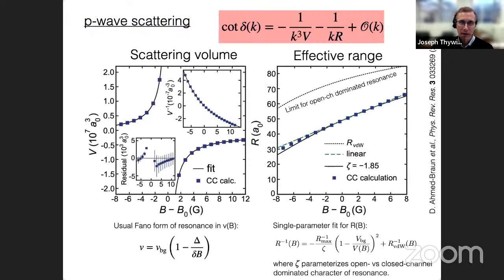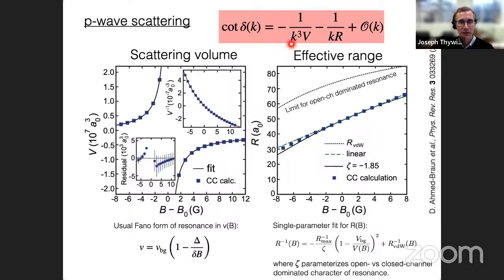P waves work in much the same way as everything I've just said. So if I tune the magnetic field in the right conditions, there is a Feshbach resonance, and the scattering volume near that Feshbach resonance diverges. Here, this inset shows the inverse scattering volume for the particular resonance we use. And right at resonance, the scattering volume should be infinity, and that matches coupled channels calculations, which also match the observed binding energies of P wave dimers quite well.